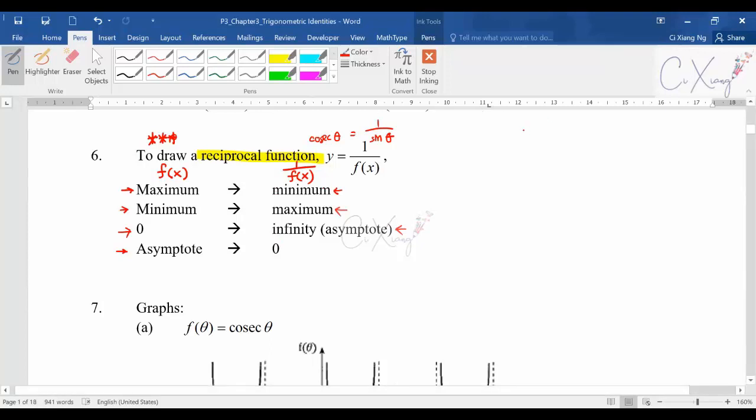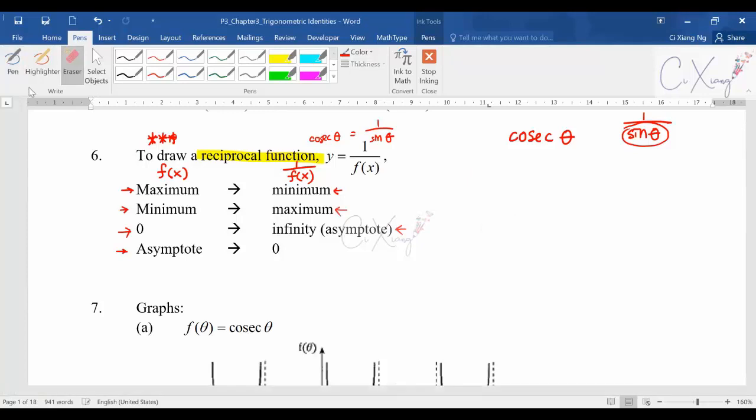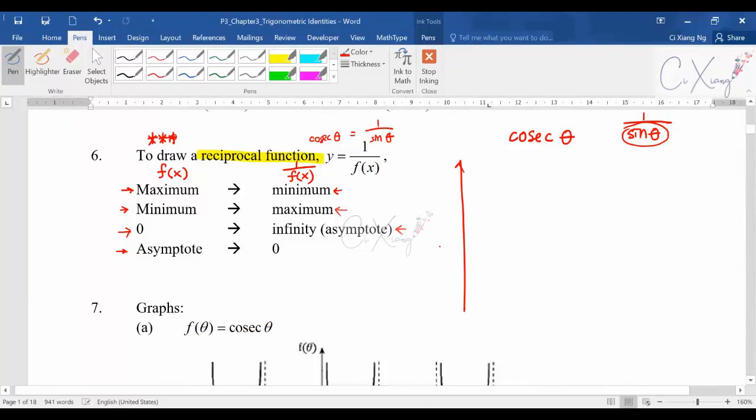I want to sketch cosecant theta, maybe for one cycle. Before I sketch cosecant theta, I know that it comes from sine theta, and you are taking 1 over sine theta. Therefore, I sketch the original graph first. I sketch sine theta first, for one cycle, and it will look like this.